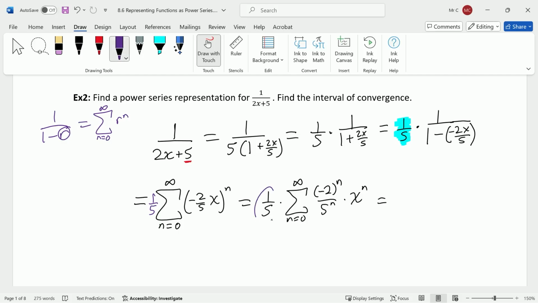Now I can take my constant and move it inside the sum. I can distribute it to the terms in the sum. And if I multiply 1/5 in here, I get 5 to the n plus 1 in my denominator. And then up top, we still have negative 2 to the n times x to the n.